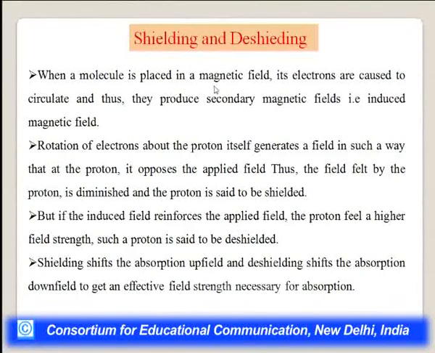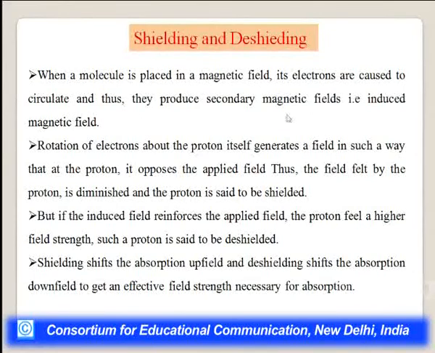And we have discussed the fundamentals of NMR spectroscopy. Now, we have discussed a little bit about shielding and de-shielding. Let's recap it. When a molecule is placed in a magnetic field, its electrons are caused to circulate as well as the proton, and they are causing a secondary magnetic field.